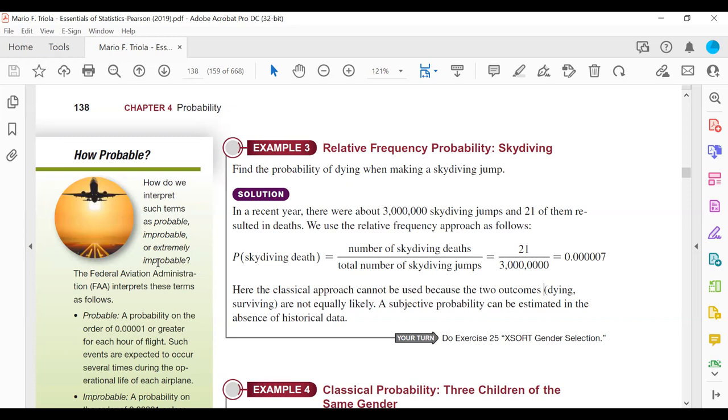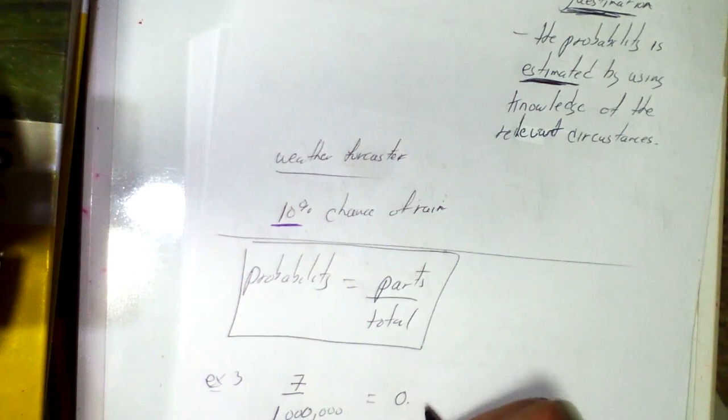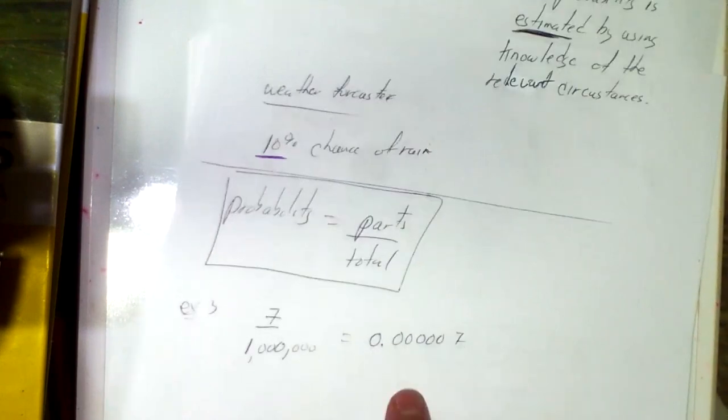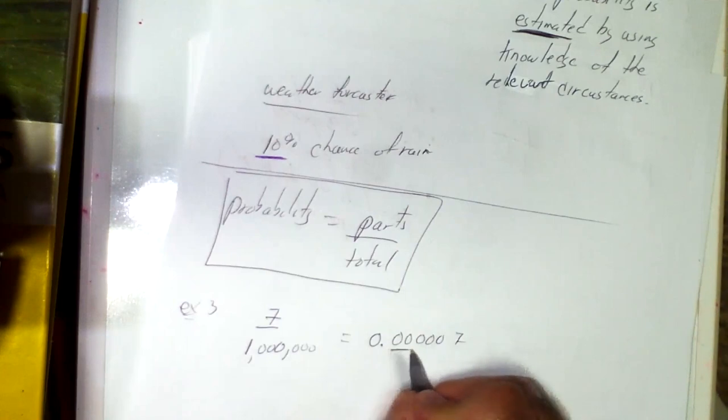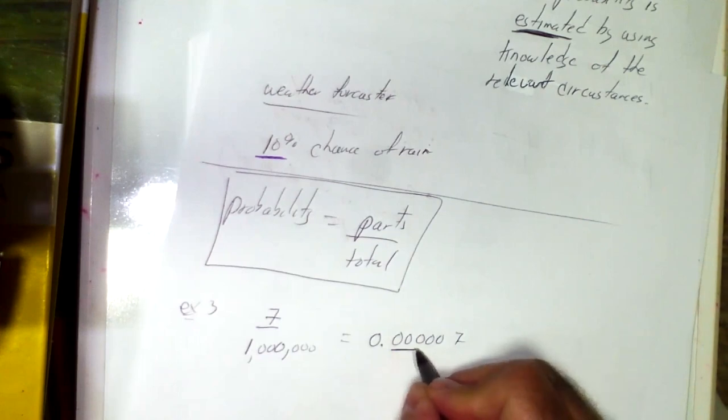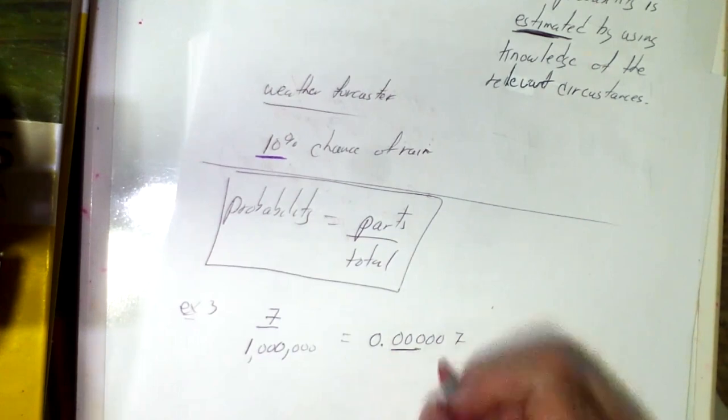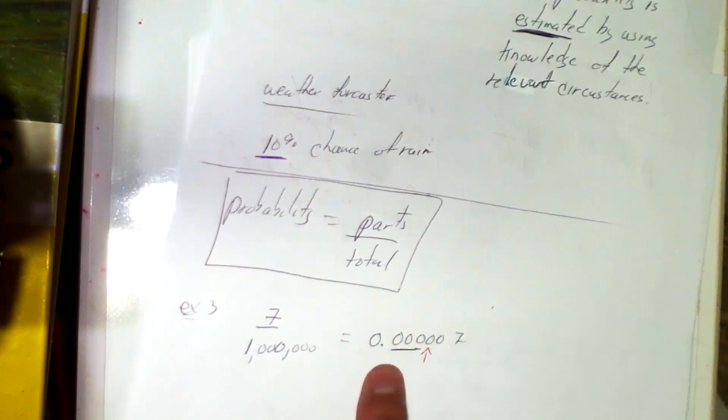Yeah, 7 over a million. Or if you want to write it in decimal, remember, in decimal it came out to be 0.12345 and a 7. Now notice, remember the rule says you have to round it off to three places behind the decimal. Notice all three and the number after it is zero, which means this answer becomes zero.